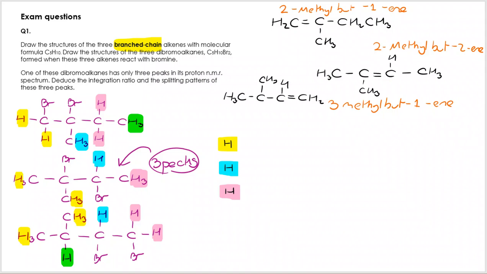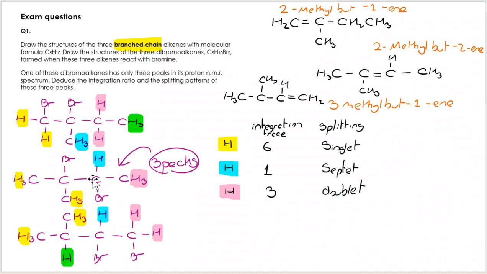But if I look at the integration traces, I've got 6 in the first environment, highlighted yellow, 1 in the second environment, highlighted blue, and 3 in the third environment, highlighted pink. And what would their splitting be? Well, my 6 H's are all in carbons bonded to a carbon with no H's. So 0 plus 1 is 1, it's a singlet.